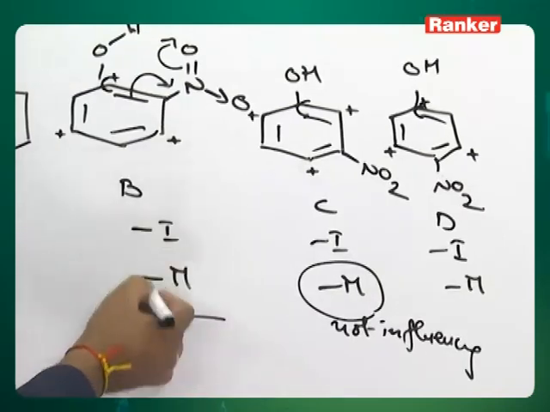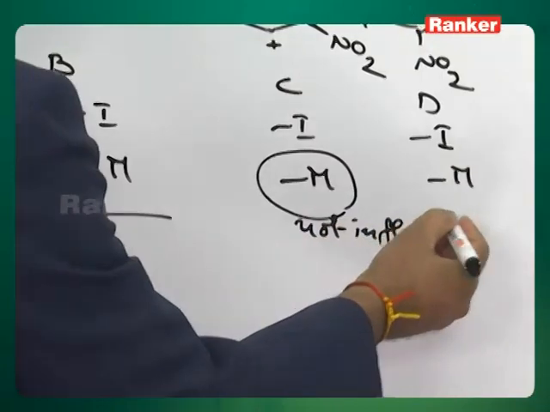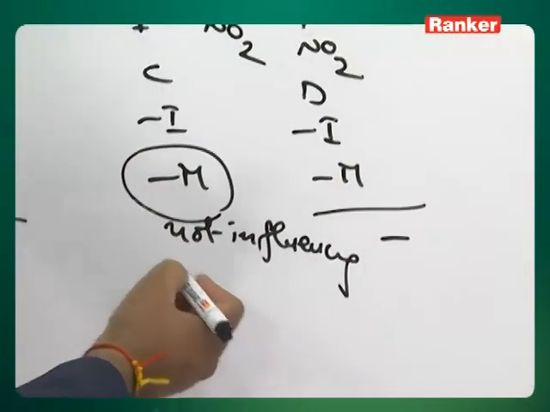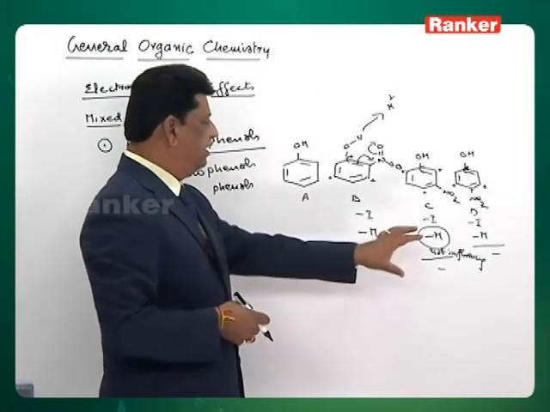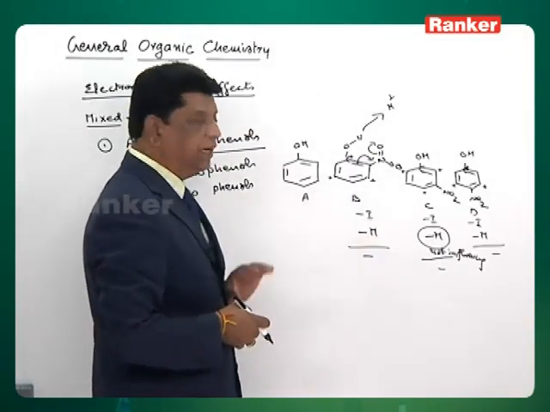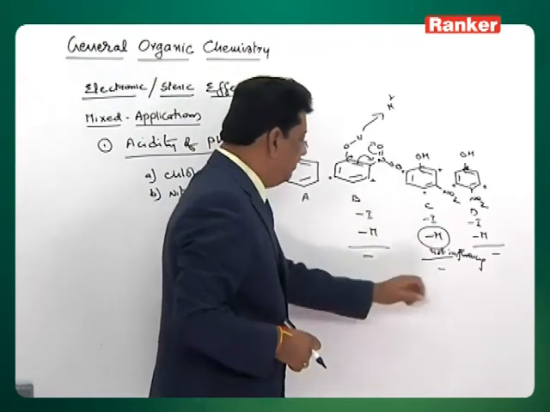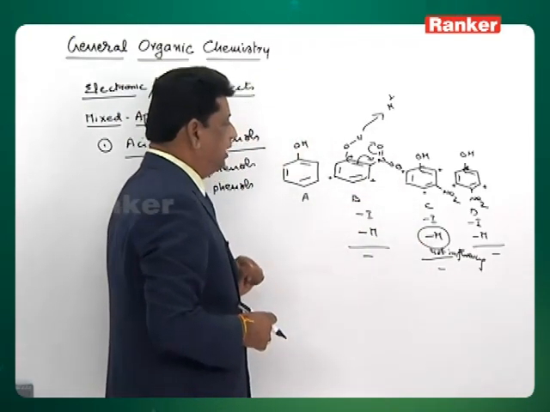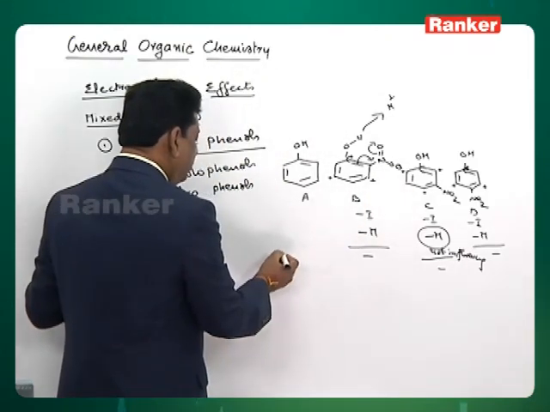So, both are negative only. It's a wonderful double effect that will come. When you add up, this is also a negative effect, this also a negative effect only, there is no positive to cancel. In the meta case there is only minus I, a single effect, but in the other cases there is a double effect. Therefore, B, C, D, you can state one thing.